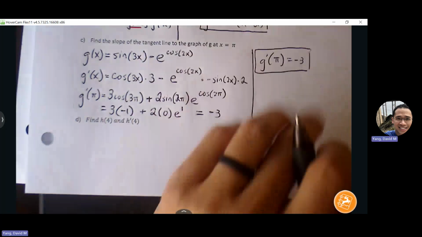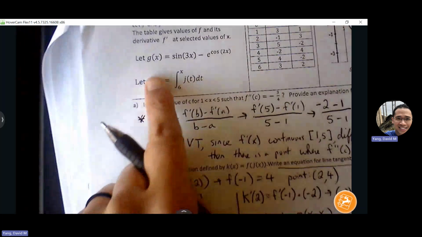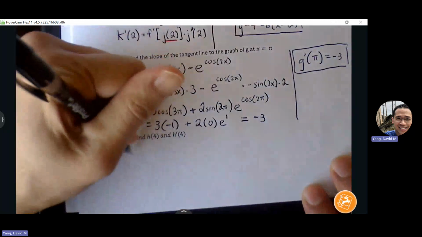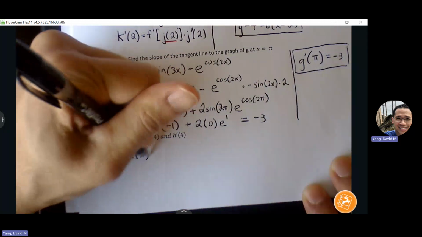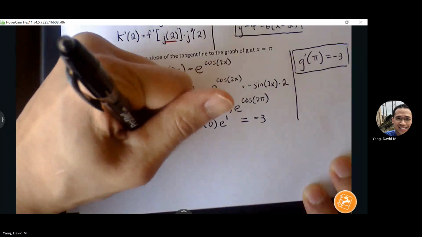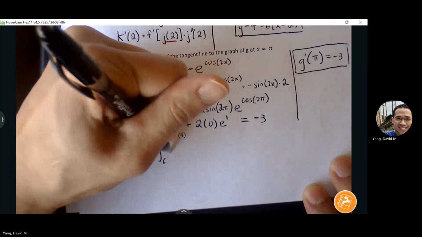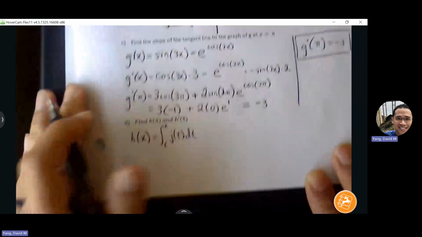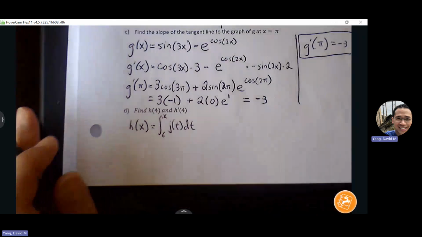Hey, part D, find h of 4. So let's look at how h is defined. So h is defined here. Let me write the definition out and we can see what we can do with that. So here's h of x. So h is basically asking for the area under the j graph.